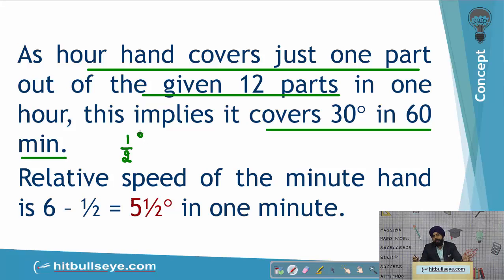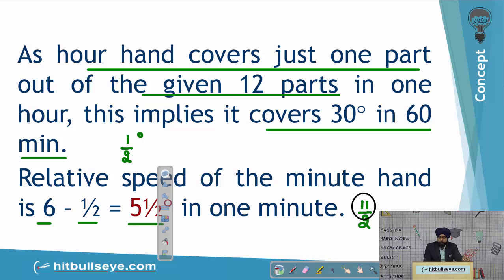Now we just covered earlier that the minute hand covers 6 degrees per minute, students, and the hour hand covers half a degree. So the relative speed of the minute hand is 6 minus 1/2, or 11/2 degrees per minute. So students, this 11/2 degrees is very important, as we shall be solving most of our questions with the help of this. Let me repeat here.